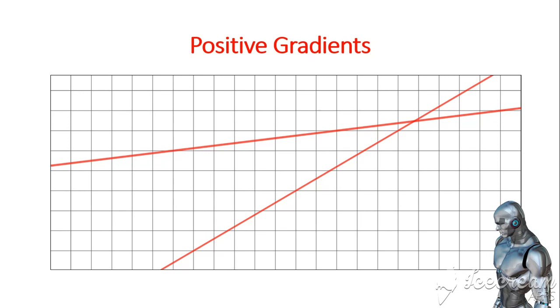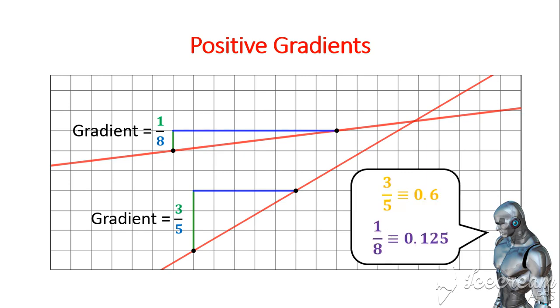So I'm putting example 1 and example 2 onto the same grid right now. The bottom line is example 1, which had a gradient of 3/5, rise 3, run 5. The top line had a gradient of 1/8, rise 1 and run 8. Now, if I converted both of them into a decimal, 3/5 converts into 0.6 because I go 3 divide 5, and 1/8, I can go 1 divide by 8, and that gives me the decimal 0.125. Now, 0.6 is greater than 0.125. So the decimal 0.6 is greater, so 3/5 is greater than an eighth.